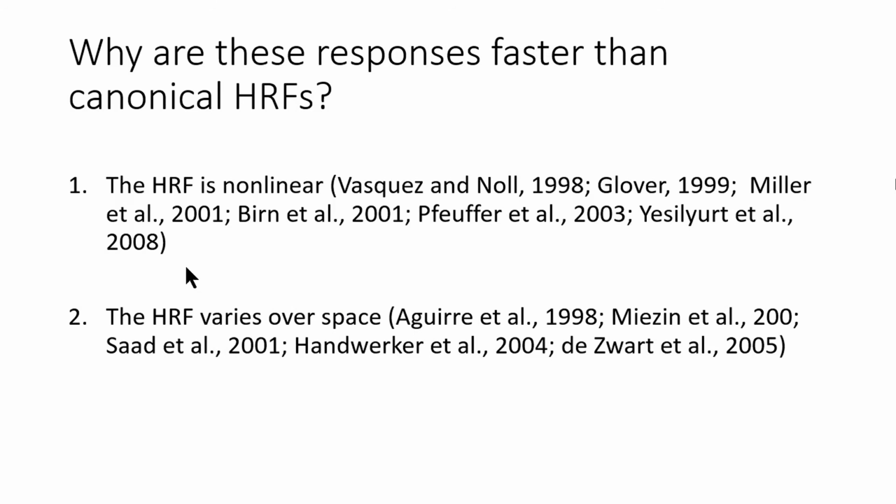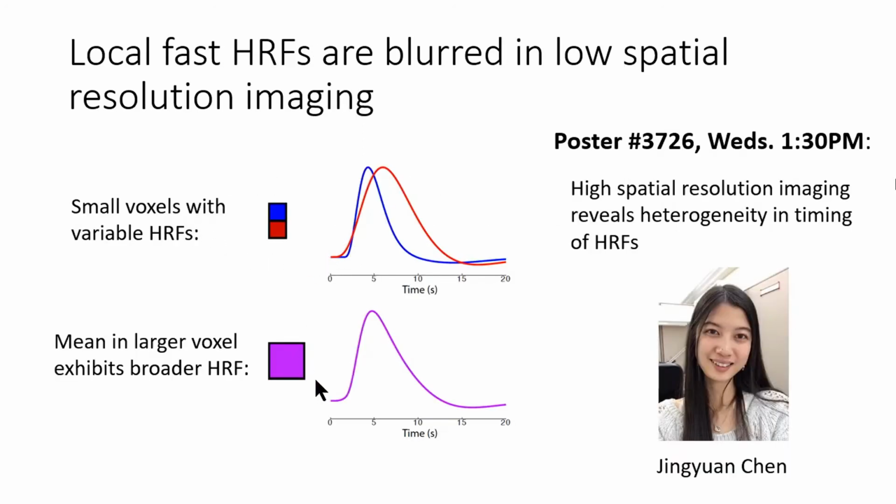The second important point is that we also know that the hemodynamic response isn't the same across the brain. It varies a lot over space. So you can imagine that if you were imaging with large voxels like this, you might see this large, slow hemodynamic response. But if you image with small voxels with variable hemodynamic response functions, you might pick out really fast ones and really slow ones. Because of that, high spatial resolution imaging, like we saw in the last talk, can actually buy you better temporal sensitivity.